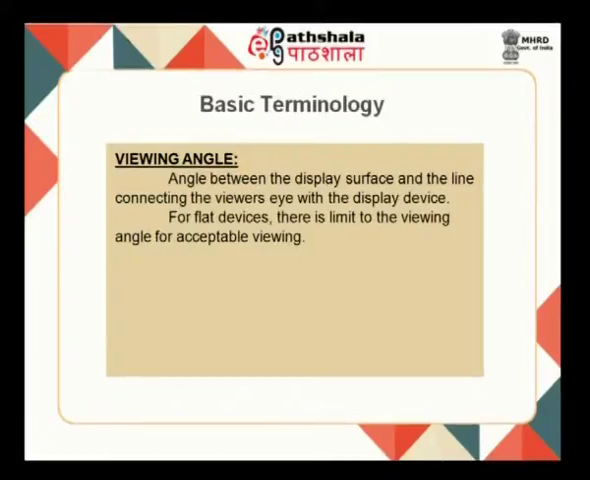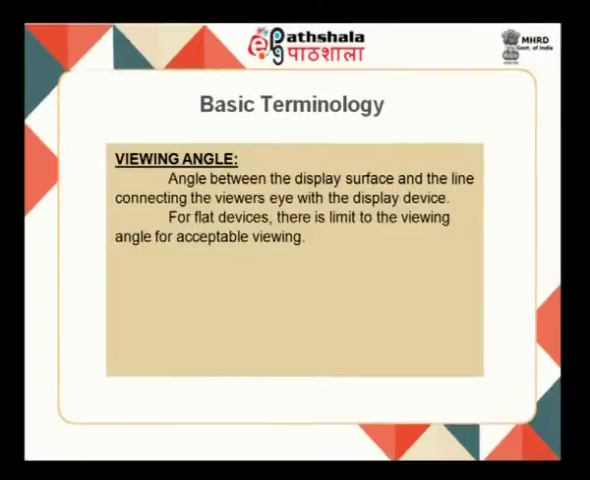But if you try to see it from an inclined angle, you will have a different color setting and everything appears differently than when you are sitting exactly straight. When you deviate from the display device, the colors and everything appear differently, so the viewing experience is lost. For acceptable viewing, there is a limit to the viewing angle. So, the viewing angle is an important criterion, and it comes with the spec of a display device.